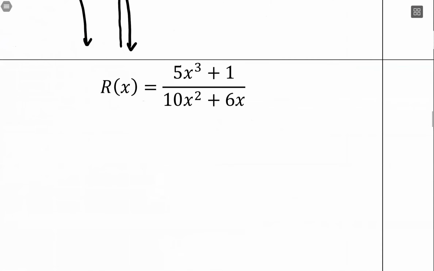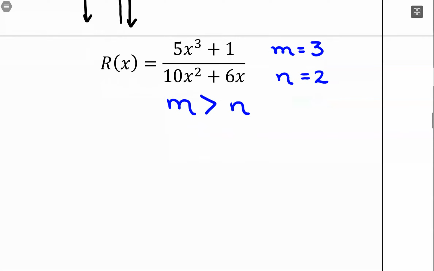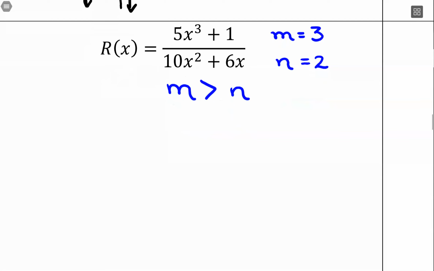All right, our next example here. In the numerator, we now have degree 3 because of that 5x cubed. In the denominator, the 10x squared, it's still degree 2. So comparing these to each other, we have m, and comparing to n, we're seeing m is larger. So this is a case where we have no horizontal asymptote.